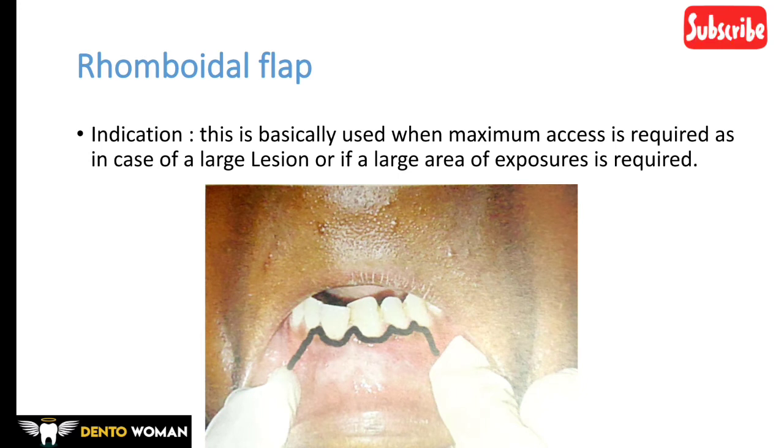Rhomboidal flap, this is basically used when maximum access is required, as in case of a large lesion or if a large area of exposure is required. As you can see in the picture, it is a three-sided flap.